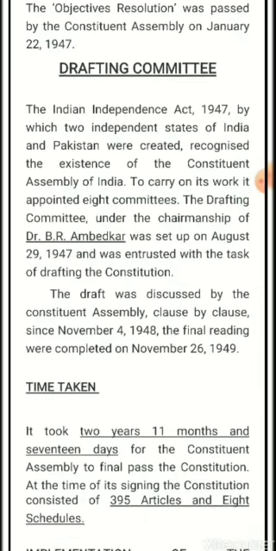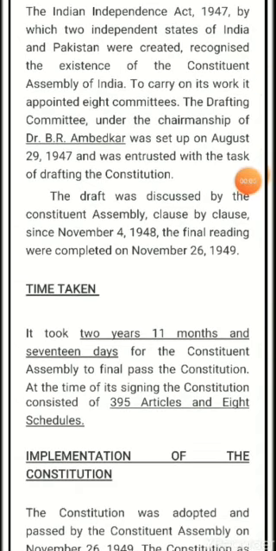The draft was discussed by the Constituent Assembly clause by clause since November 4, 1948, and final reading were completed on November 26, 1949. Time taken. It took 2 years, 11 months and 17 days for the Constituent Assembly to finally pass the Constitution. At the time of its signing, the Constitution consisted of 395 articles and 8 schedules.